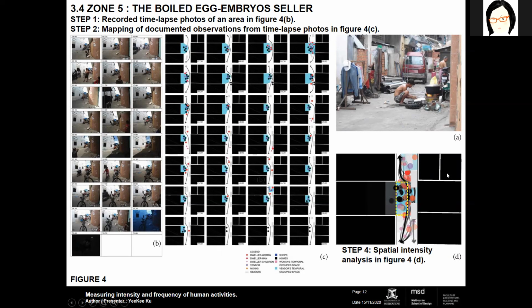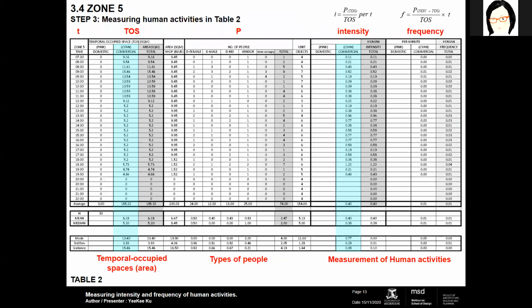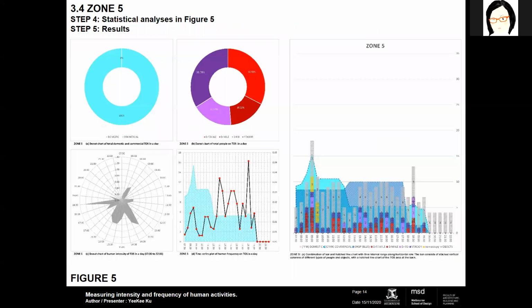Step 4 is the spatial intensity analysis of Figure 4D and statistical analysis in Figure 5. Again, the highest intensity is an area that abuts built form, as indicated in the yellow box. The measurement, Step 3, is the measurement of the human activities in Table 3. The TOS commercial area measurements are in cyan colored columns and are visualized in the next slides.